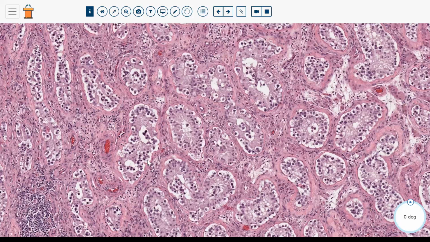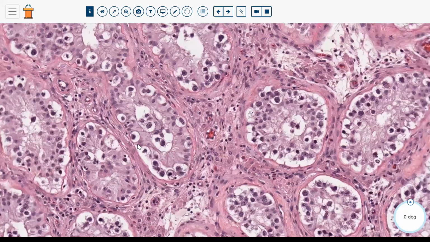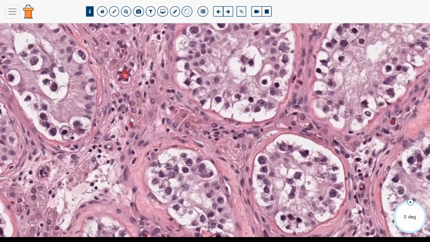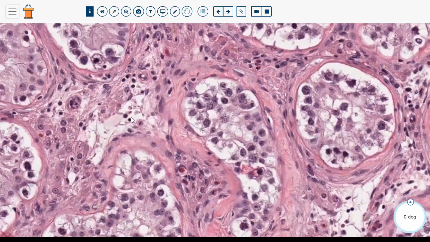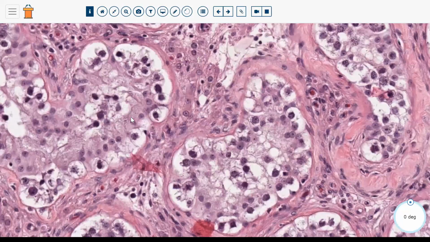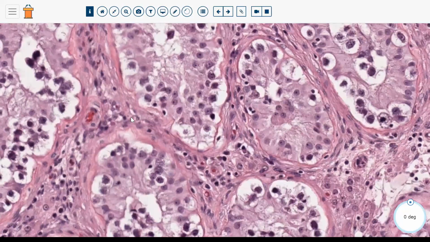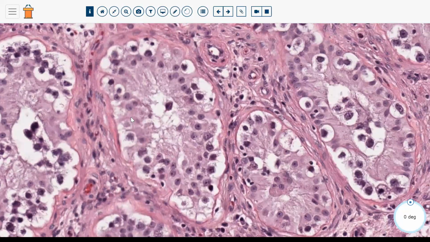In contrast, this particular field has lots of cells that kind of pop out with their pagetoid distribution at the basement membrane of the seminiferous tubule. And if we look at those at higher magnification, hopefully you can make them out here. These cells will basically look like seminoma cells, except that they are arranged in a very specific anatomic distribution that is along the basement membrane of the seminiferous tubule, which is known as the spermatogonial niche.